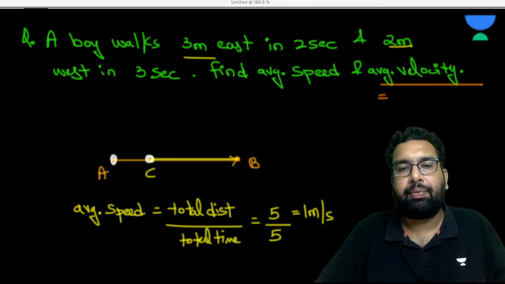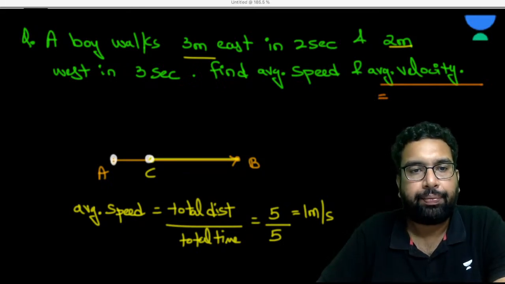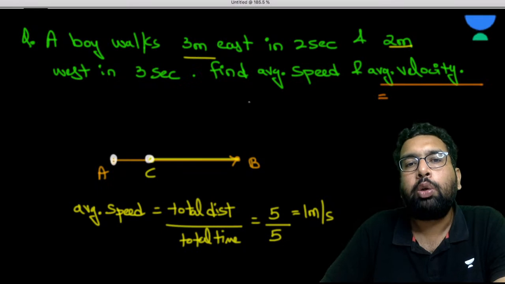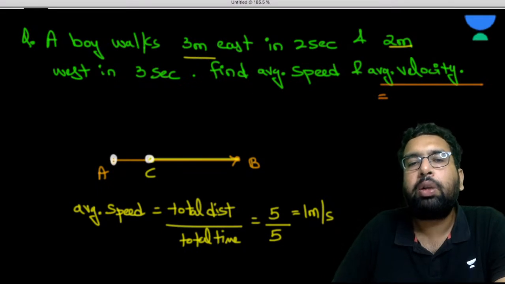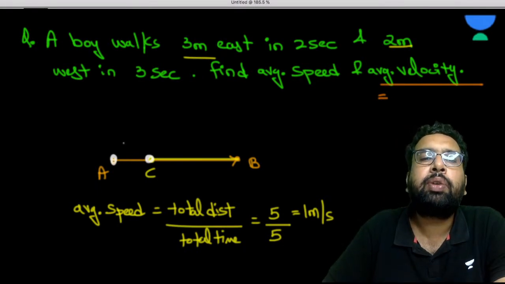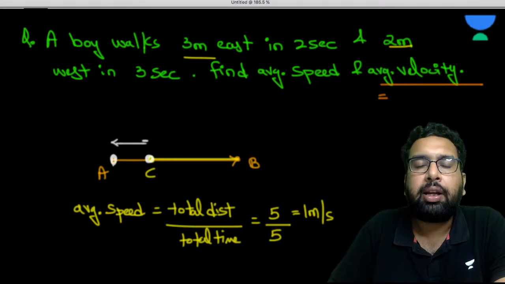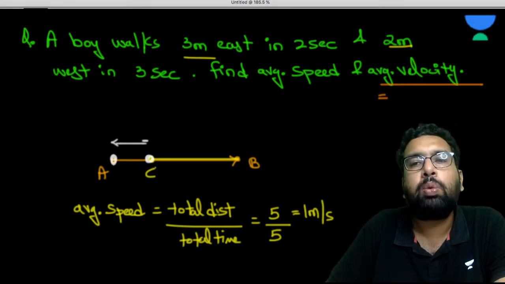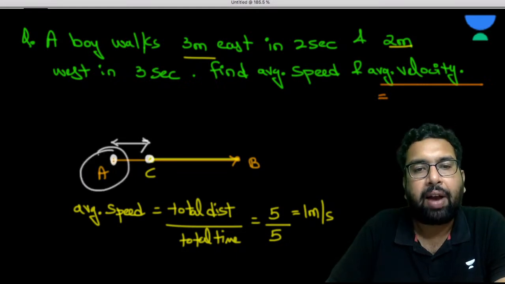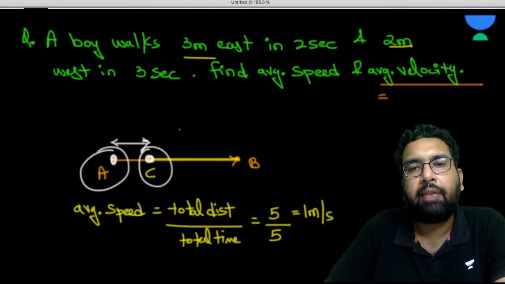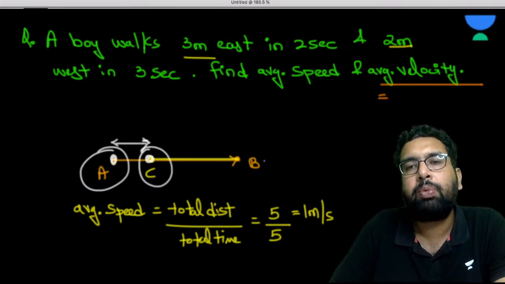So what is going to be the displacement? We know the displacement is the shortest distance between initial and final position. Something has moved 3 meter east and then 2 meter west. So what is the shortest distance between initial and final? Initial is A, final is C. So 3 meter we have moved towards the east, 2 meter towards the west. So this is going to be 1 meter.